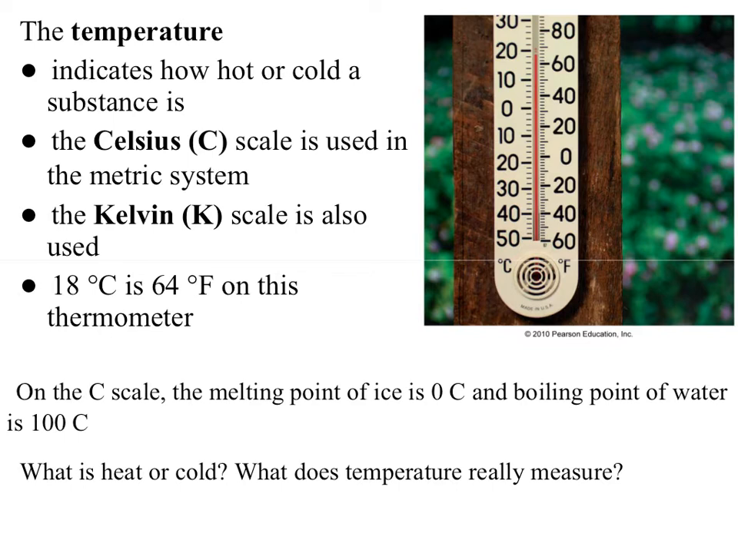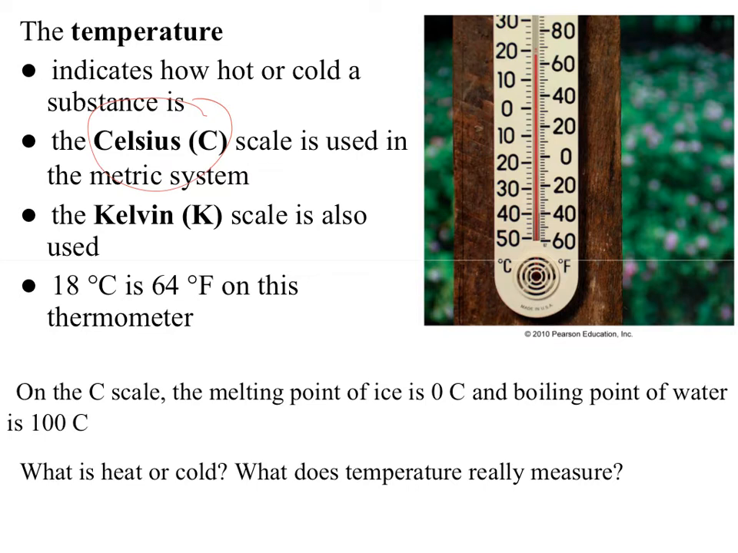All right, temperature. Temperature is the measurement of how hot or cold a substance is. The Celsius scale is used in the metric system. We will also, here in the chemistry lab, use the Kelvin scale. Okay, we're not going to use Kelvin for a little while. We're going to start with it right now, and I'll show you the conversions and we'll talk about it, but we're not going to see it again until we talk about gas laws. But regardless, you'll see both in this class.